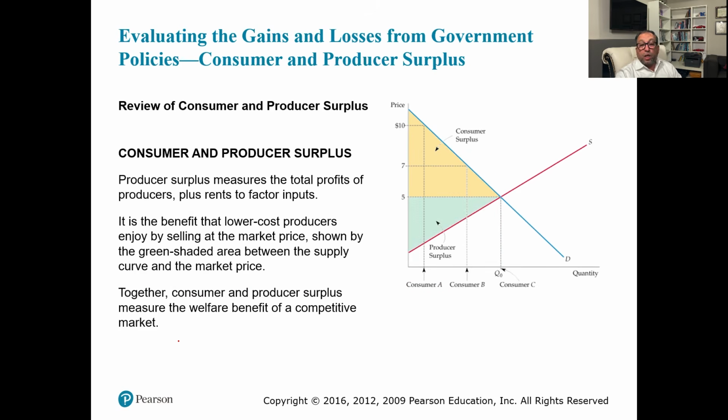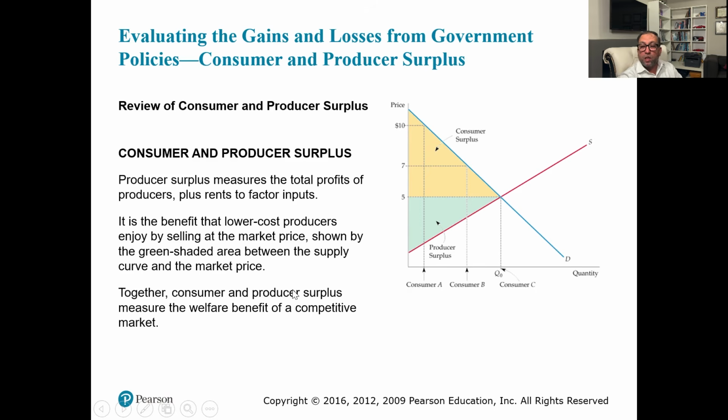On the other hand, producer surplus is an easier concept to understand, because it relates to the marginal cost, or the supply curve, and the difference between the price and the marginal cost is the producer surplus. Producer surplus measures the total profit of a producer plus rent to factor inputs. It is the benefit that lower cost producers enjoy by selling at a market price, shown by the green shaded area between the supply curve and the market price.